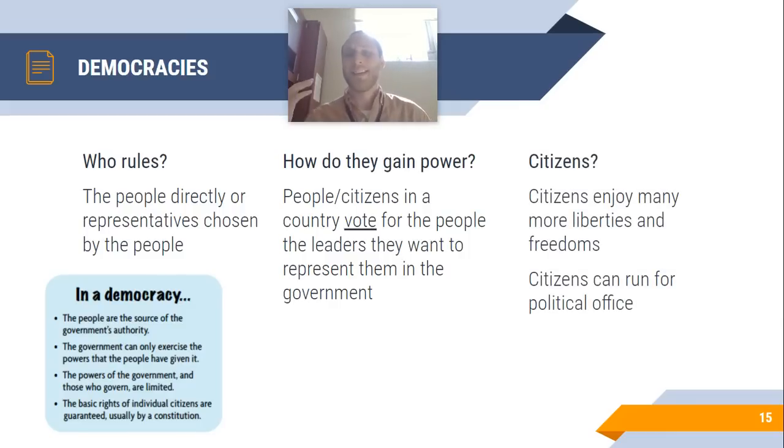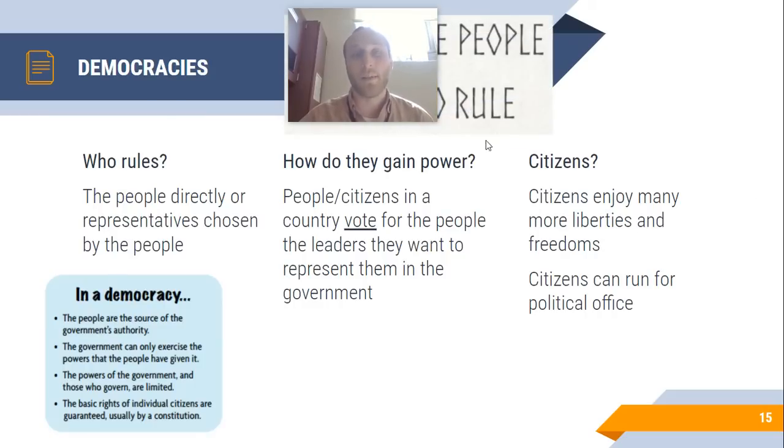And last, citizens in a country of democracies typically have more liberties and freedoms and responsibilities than other countries that maybe have a different type of government. And citizens can typically run for political office. So if I woke up one day and decided that I wanted to become president, I could take the steps to try to become president. That doesn't mean I'll be elected. That doesn't mean I'll be voted as president. However, I technically could go through the steps as I get older to run for president because I have that right as a citizen of a democracy.